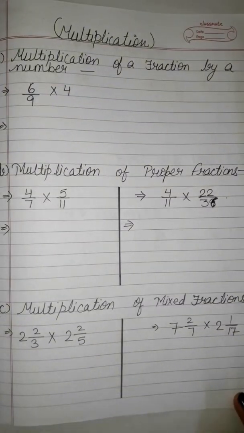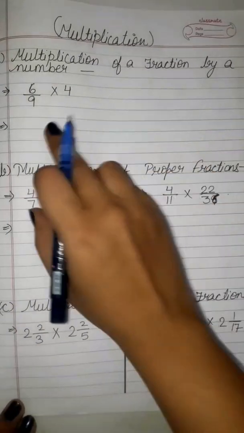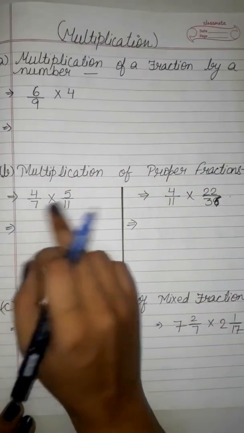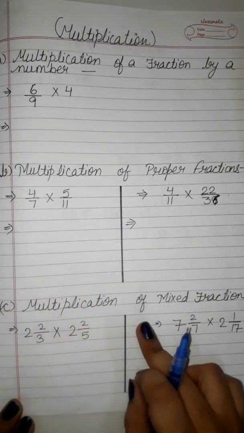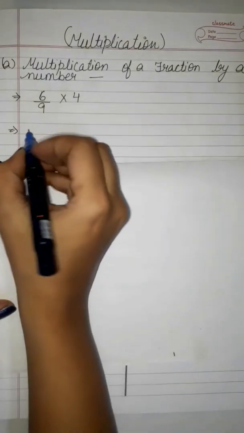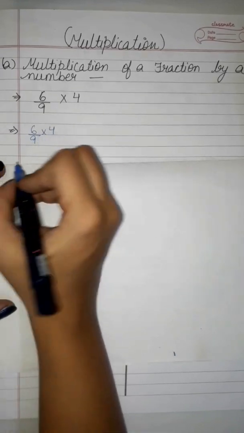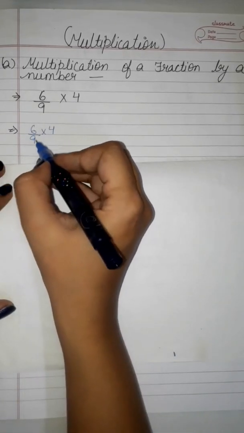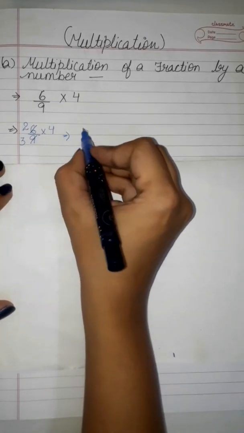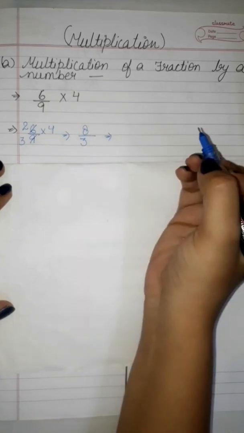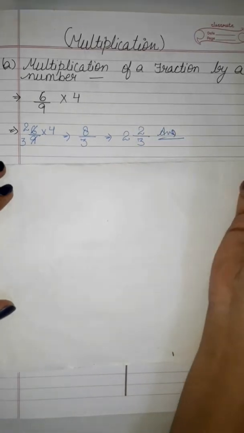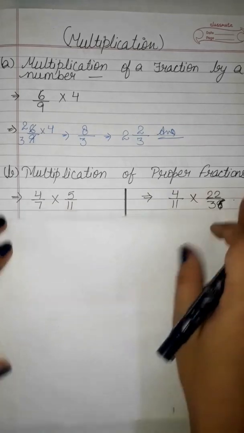Now children, see the multiplication of a fraction by a number. Then in part B I will explain multiplication where both are proper fractions, and the multiplication of mixed fractions. Let's see the first part. 6 by 9 into 4. Now see, this 6 and 9 come in the table of 3, so we can divide them by 3. 3 twos are 6 and 3 threes are 9. So what we get? 4 twos are 8 and 3. Now this is improper. We can change it into mixed. 3 twos are 6 and 2. This is the answer.